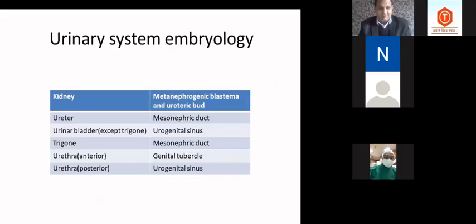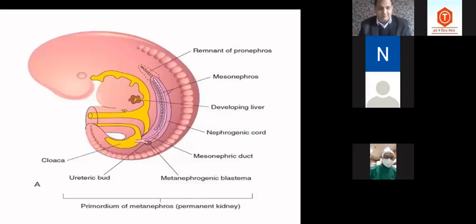Just giving a brief in the beginning, the development of the kidney is from the metanephrogenic blastema and the ureteric bud. These terms will be used in the future slides. The ureter will develop from the ureteric bud of the mesonephric duct, the urinary bladder except the trigone area from the urogenital sinus, the trigone from the mesonephric duct, the anterior part of the urethra from the genital tubercle, and the posterior part from the urogenital sinus. I'll explain how all of these are going to develop.